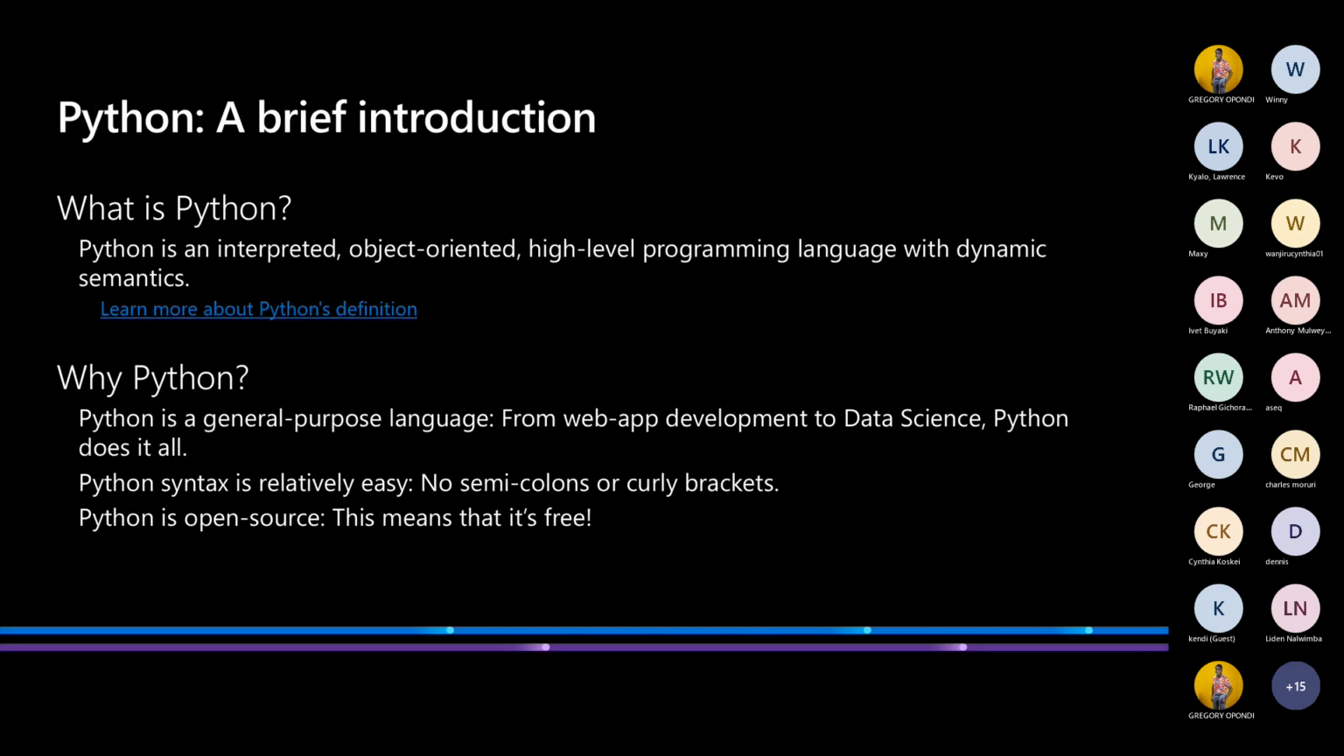So let's start with Python. What is Python? When you go to Python's official website, you're going to be told that Python is an interpreted, object-oriented, high-level programming language with dynamic semantics. But what this just means is that Python is a cool language for writing code and developing cool software.